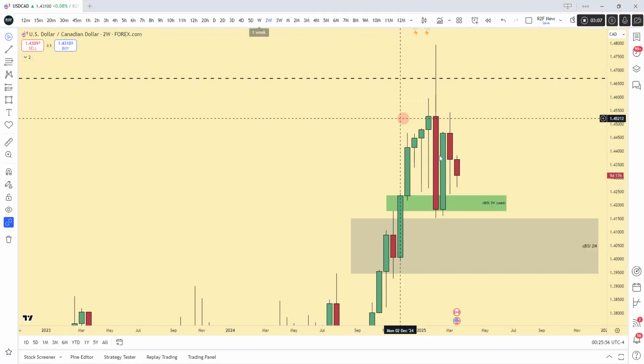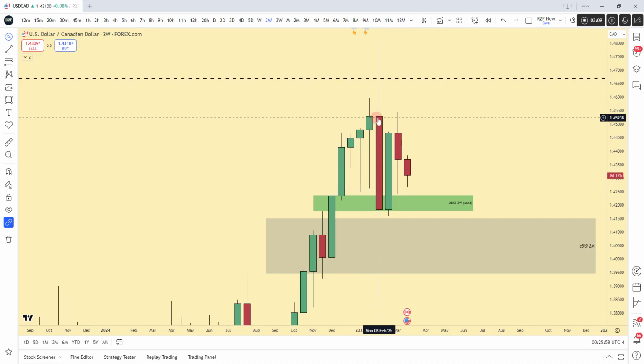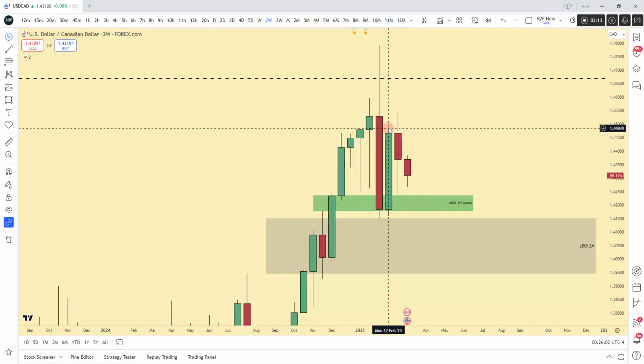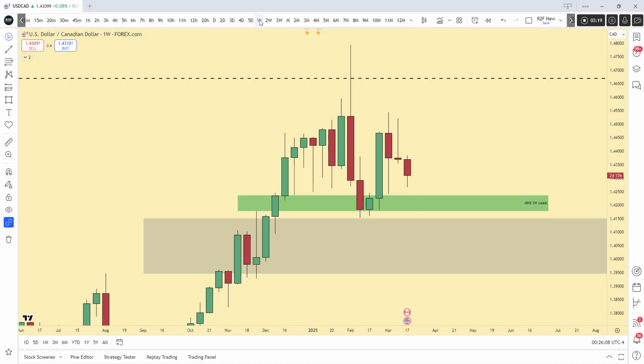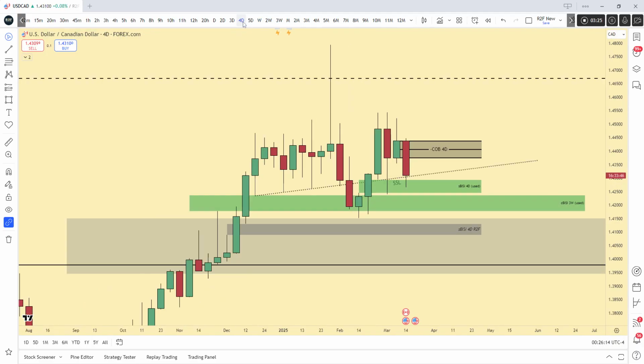On the 2 week, we had a gap here. We traded up into the liquidity and then we came down into here and then we expanded up. And now it looks like we're trickling down, right? On the weekly, that's not where I'm framing. My main trade that I'm framing is the 4-day.